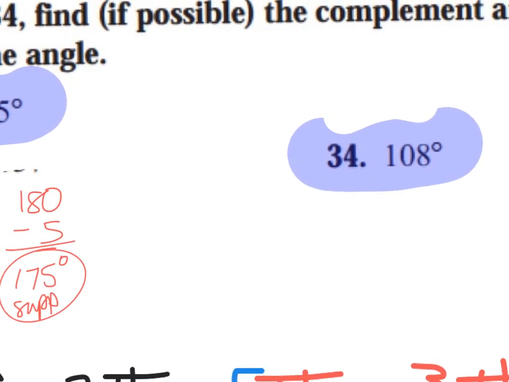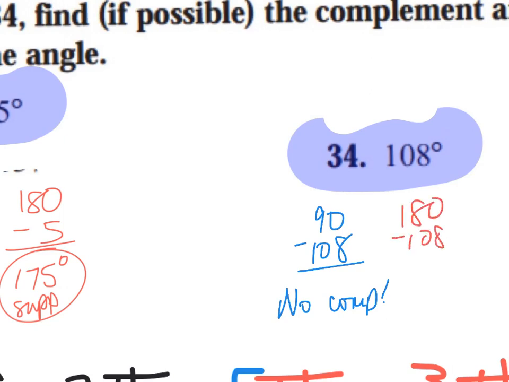For 108, to find the complement, I say 90 minus 108. What do you know is going to happen here? There's no complement. Why is there no complement? Because it's going to be a negative number. Good. So here I'm going to say 180 minus 108, which is 72 degrees, which is our supplement.